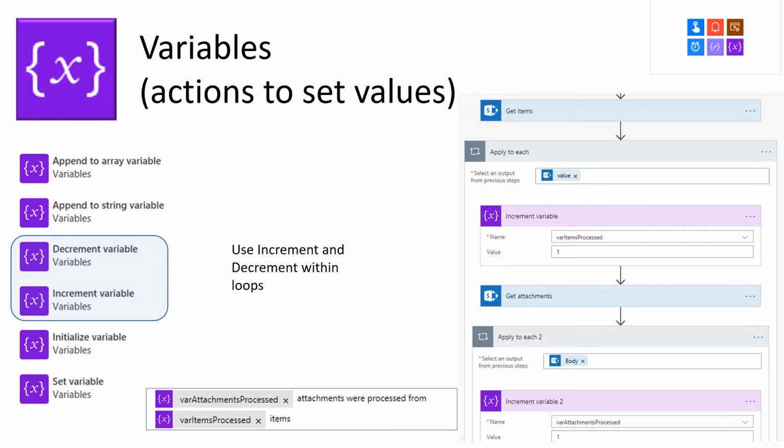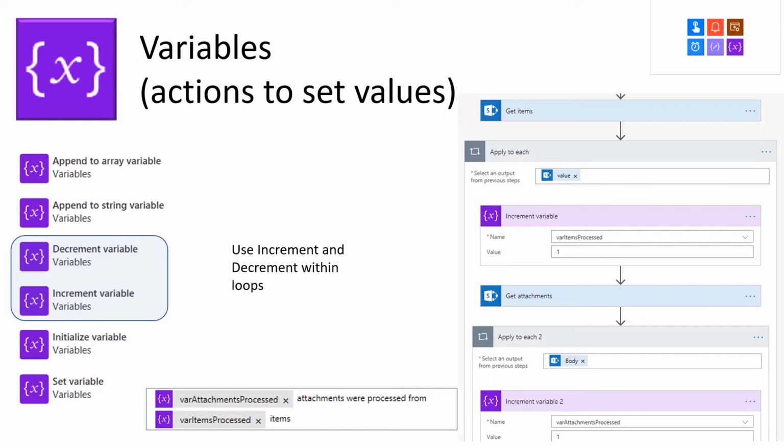I'm incrementing a variable called items processed so that each time it loops through one of the items, it adds the value 1 to items processed. And of course, I had to initialize that variable prior to entering the loop. I initialized it as a numeric variable.